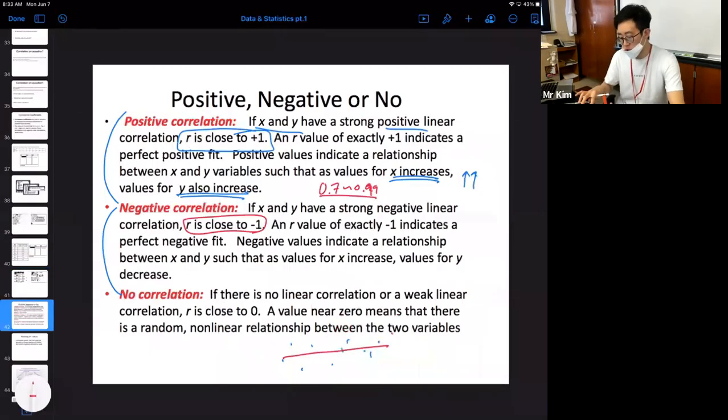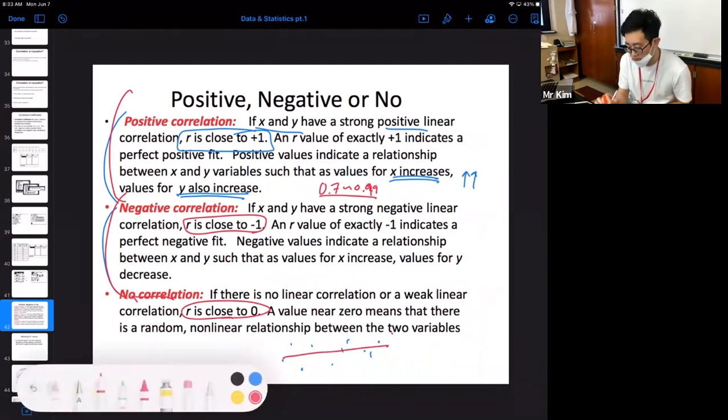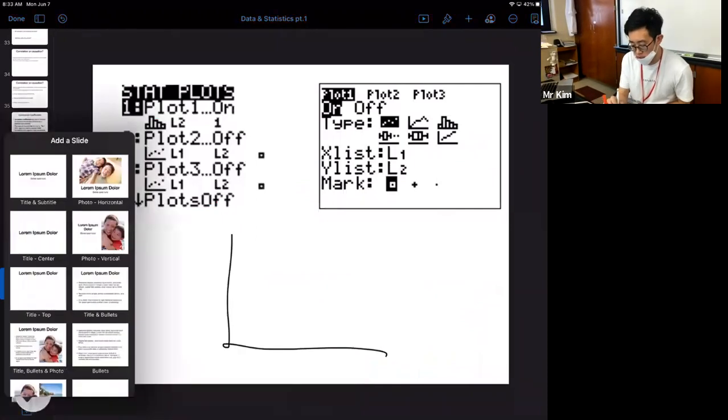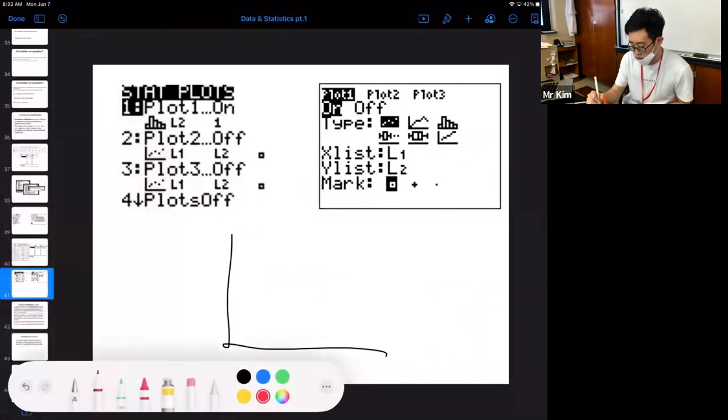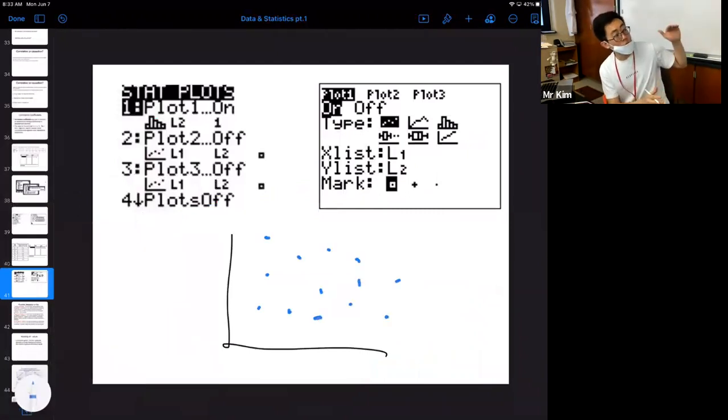Okay, so this is a definition page once again. Positive and negative correlations we talked about. The no correlation is if the R is close to being 0. That is when you have data and statistics where, if this is your scatter plot and I have a bunch of dots that look like this, that shows no positive correlation, no negative correlation.